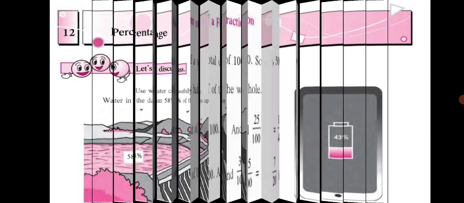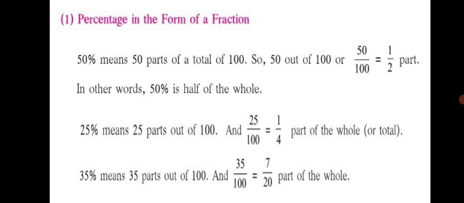All right, so percentage can be written in the form of a fraction. 50% means 50 parts of a total of 100. So 50 out of 100, or 50 upon 100. If you divide, you can reduce it: 5 1s are 5, 5 2s are 10, so it is equal to 1 upon 2 parts. That is half. In other words, 50% is half of the whole.